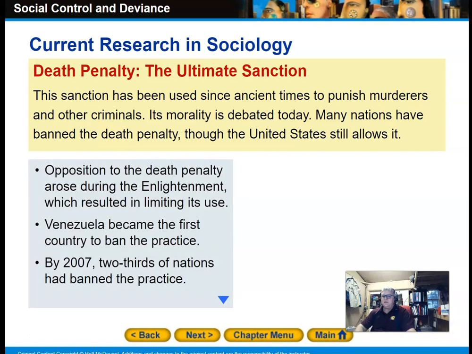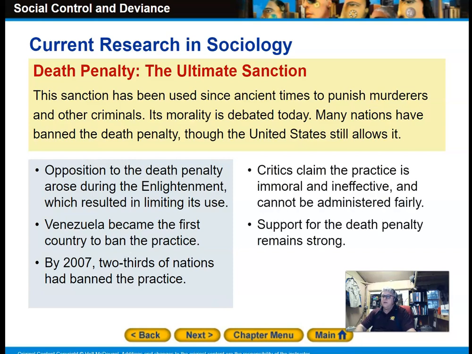Opposition to the death penalty first arose during the Enlightenment, which resulted in limiting its use. Venezuela became the first country to ban the practice. By 2007, two-thirds of the nations had banned the practice. Critics claim the practice is immoral and ineffective and cannot be administered fairly. Yet support for the death penalty remains strong within the United States.